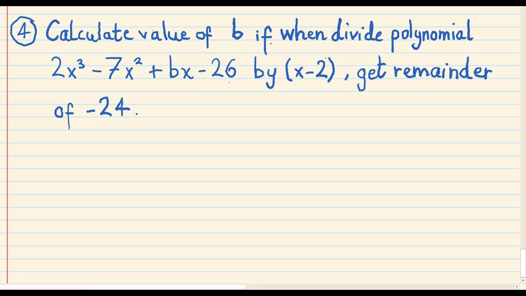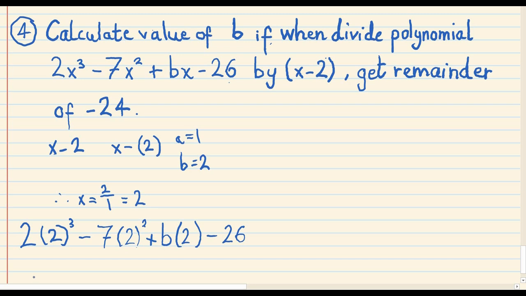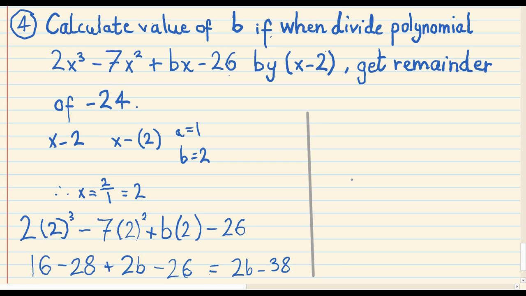You have x minus 2, then you want to represent it in the ax minus b form. In this case it doesn't really change much because it's pretty much already in the ax minus b form. For this case, a would be 1 and b would be 2. Therefore, x equals 2 over 1, which is the same as 2. Then you just substitute this value of x into the polynomial.